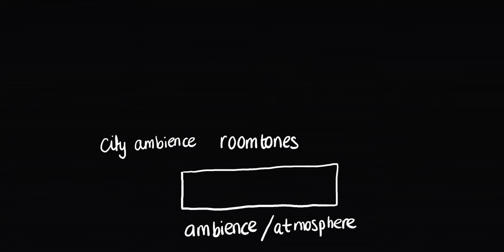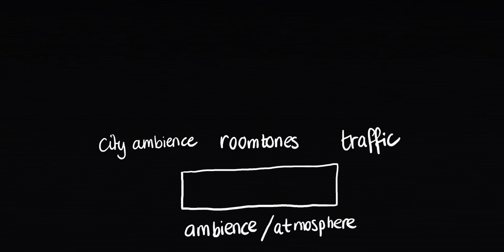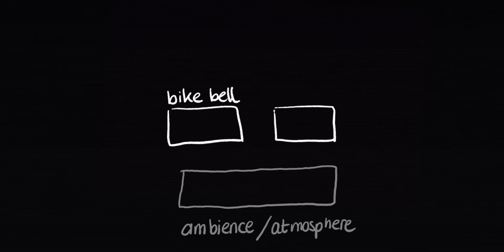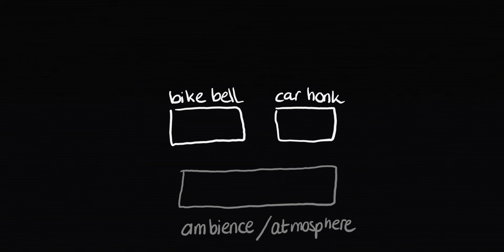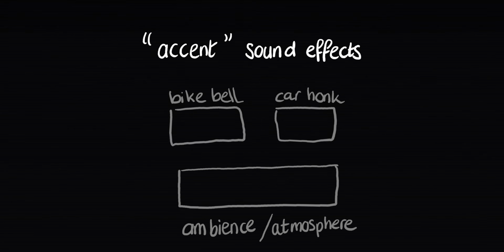So this is, for example, city ambience or room tones or traffic, things like that. When you have that ready, it is time to start thinking a little bit more specifically. So for example, if you're in a city, you can think of a bike bell or a car honking, whatever makes sense. It's more like accent sound effects, more specific sound effects to really create that depth in your video.